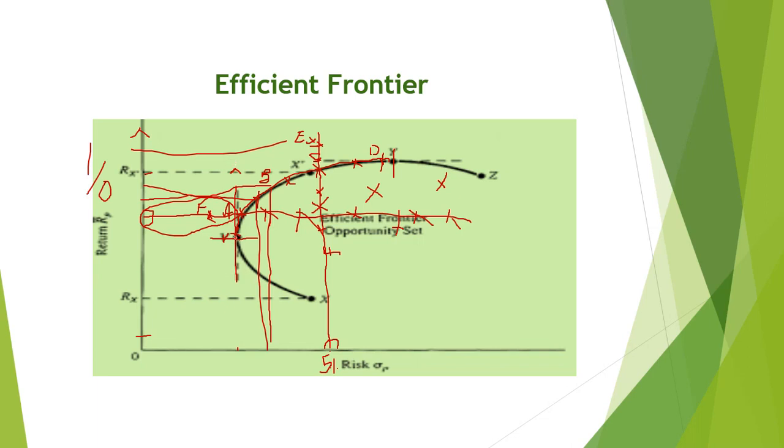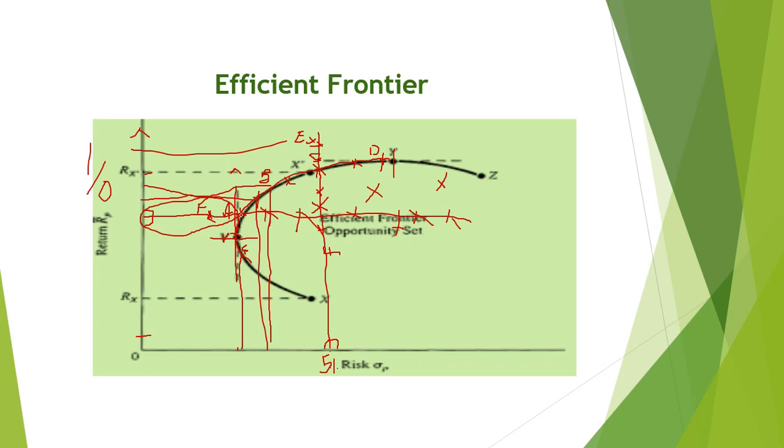Below this point, the curve comes back, and if you draw a line from here, there are two points over here. We call them G, for example, and B. Now, what is happening for a given level of risk? We are getting a return at G, and a return at B.